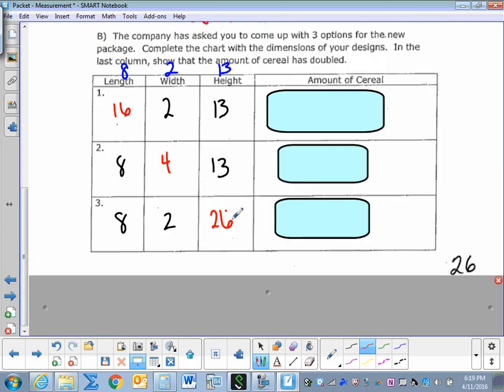So here are our original dimensions, 8 by 2 by 13. To double it, just remember I'm going to have 2 times this amount. So I can take the 2 and times it by the 8, which makes 16. Or I can take the 2 and times it by the 2 and make a 4. Or I can take that 2 and multiply it by the 13 and make it 26. So now I have a 16 by 2 by 13, or an 8 by 4 by 13, or an 8 by 2 by 26.